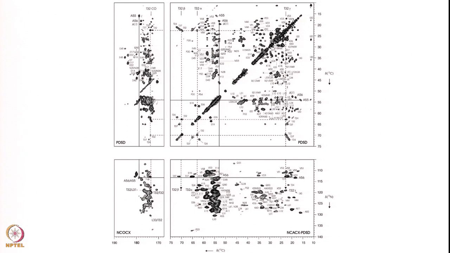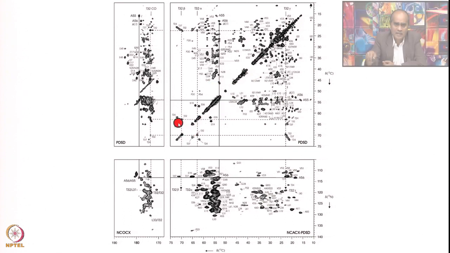So here I show an example of how you can use your DAR or PDSD with NCACX and NCOCX and establish the correlation. So you can start from, say, threonine C alpha C beta, then you can go to C gamma, here you come and find it's a C beta, then from here you can come to C alpha, here you can find the N C alpha, we can go here and find the CO of my I minus 1 residue. So this helps us, facilitates us in working.